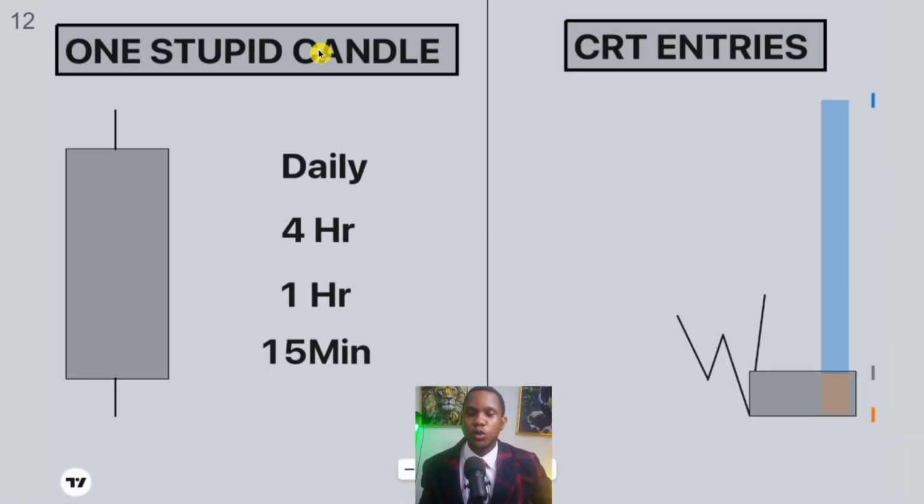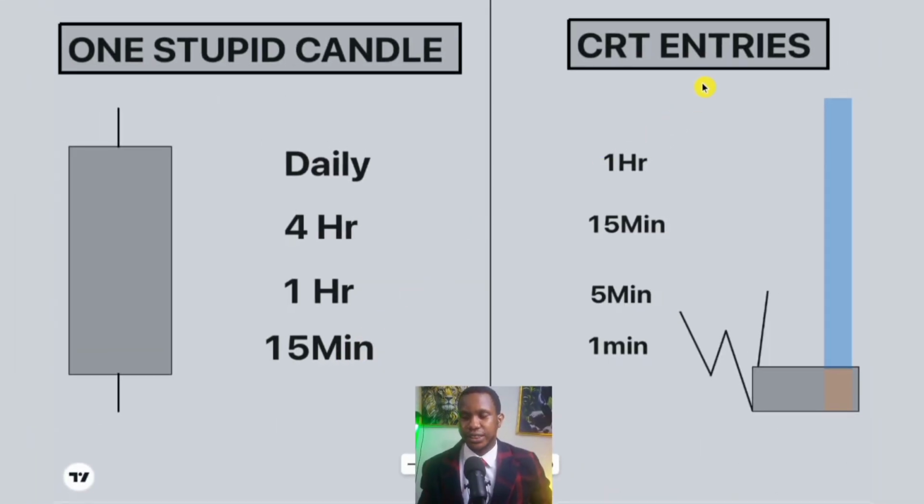So our one stupid candle, you can pick it from the daily time frame, 4 hour, 1 hour, 15 minutes. For our CRT entries, 1 hour, 15 minutes, 5 minutes, 1 minute. I'm going to be picking 15 minutes and 1 minute for this trade example.